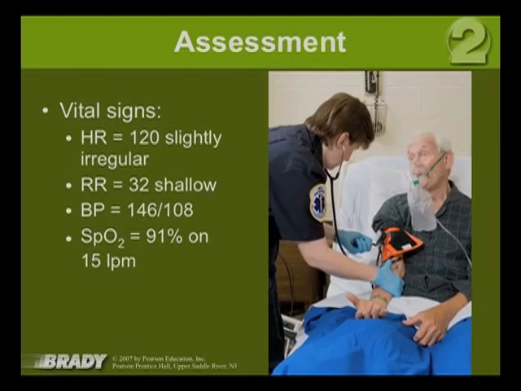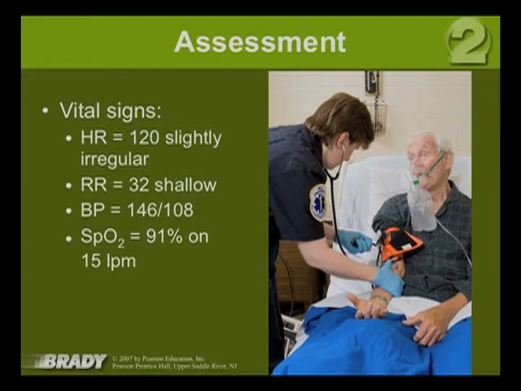The vital signs you get: he has a heart rate of 120, and it's slightly irregular. The irregularity is probably not uncommon in a patient of this age, but maybe the heart rate is. But it's still something to file in the back of your head that you're going to want to keep an eye on and watch for further.